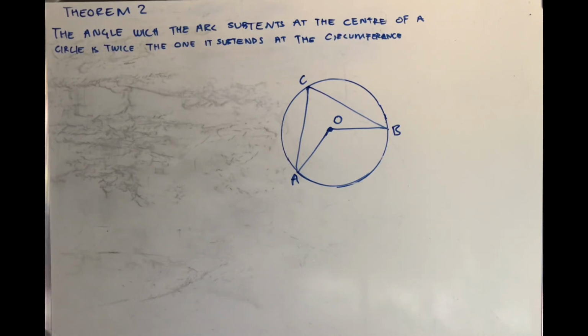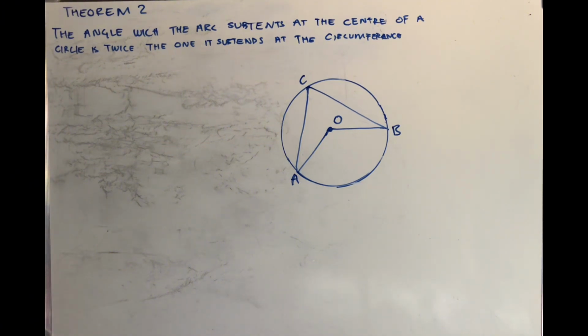Welcome back, guys. This is the second theorem under the Euclidean geometry topic. This theorem is famously known as angle at the center is 2 times the angle at the circumference.